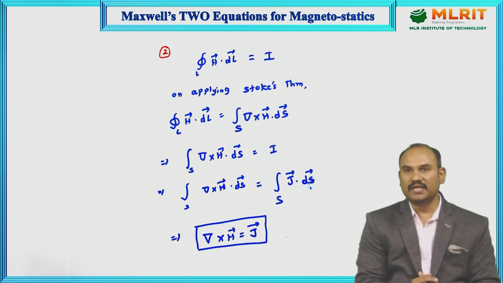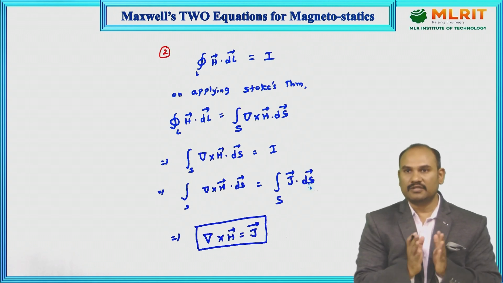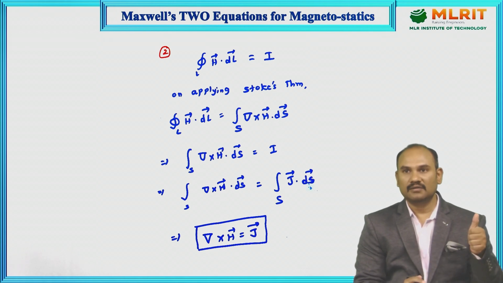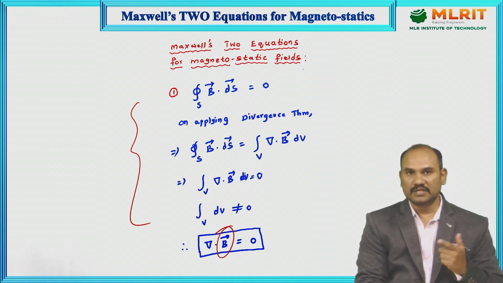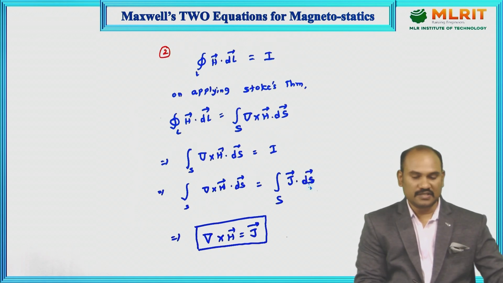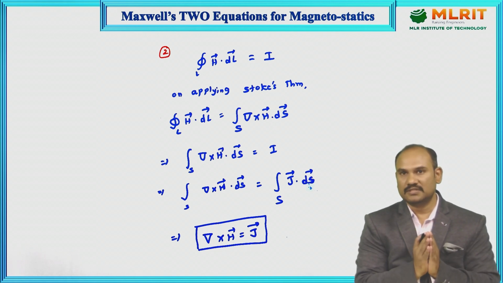Now going to the second equation, because what are the predominant parameters in the second unit, magnetostatics? One, magnetic field. Two, magnetic flux density. This entire discussion was based on magnetic flux density. What is the other parameter? The other one is magnetic field. And there is an important law which we have seen in the previous sessions pertaining to magnetic field. What is that? Ampere's circuital law.